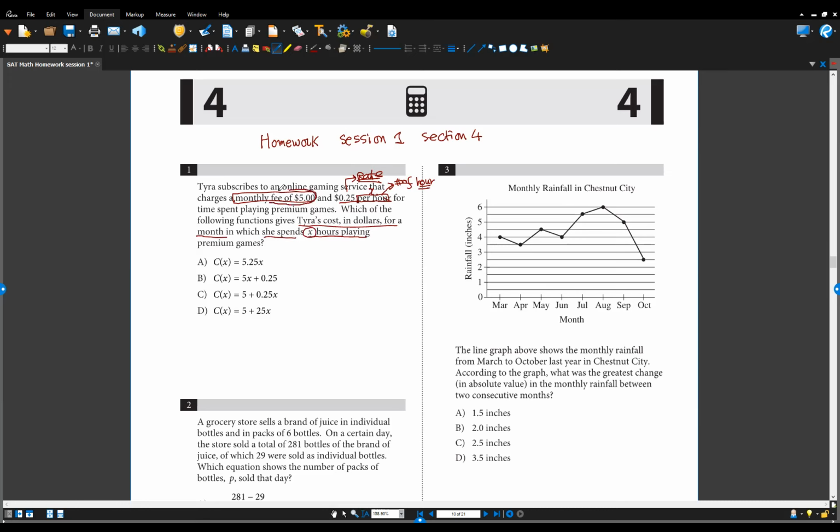The fixed number is $5, and an additional 0.25, this number is the rate. It depends on the number of hours, 0.25x. That is the total amount. Choice C is the answer. This is what? A function of x. It depends on the value of x, which is the hour.